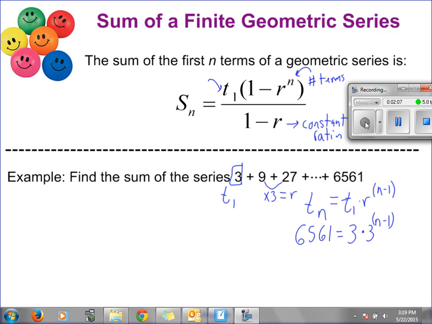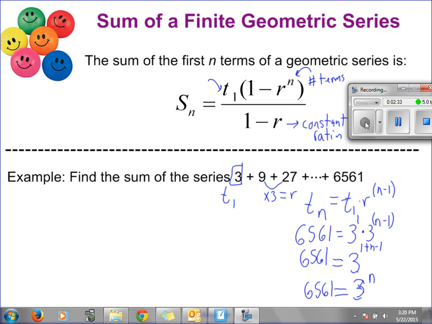If we work on cleaning this up a little bit, we've got 3 to the first power times 3 to the power of n minus 1. If we combine our exponents together, we're looking at 1 plus n minus 1, so really just getting 3 to the power of n, equaling our 6,561.